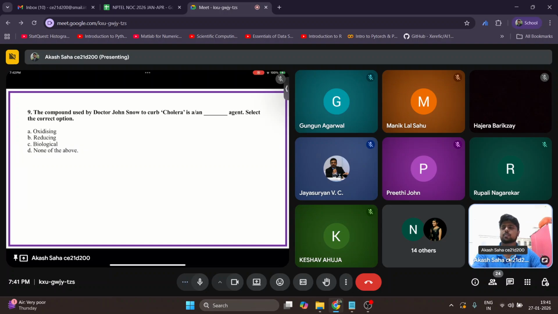Moving forward, the compound used by Dr. John Snow to curb cholera is a dash agent. Select the correct option: oxidizing, reducing, biological, or none of the above.